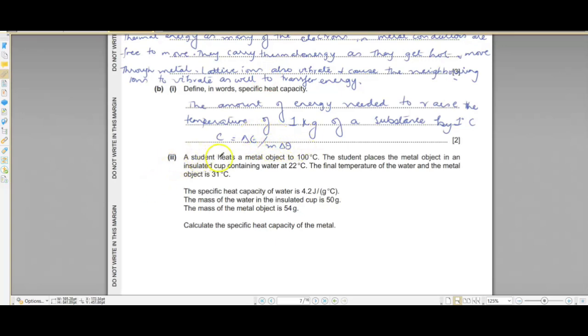Part 2. A student heats a metal object to 100 degrees C. The student places the metal object in an insulated cup containing water at 22 degrees C. The final temperature of the water and the metal object is 31 degrees C. The specific heat capacity of water is 4.2 joules. The mass of the water in the insulated cup is 50 grams. The mass of the metal object is 54 grams. Calculate the specific heat capacity of the metal.